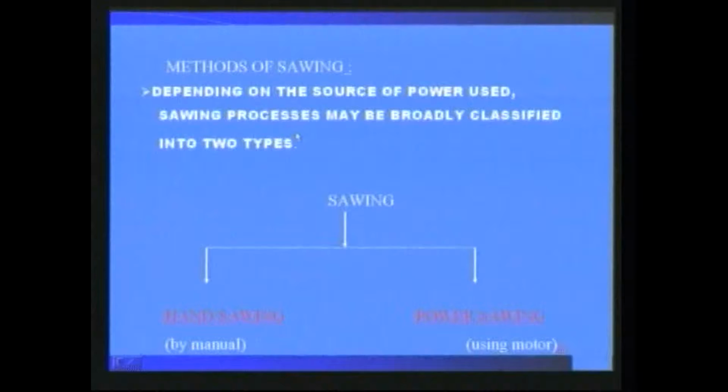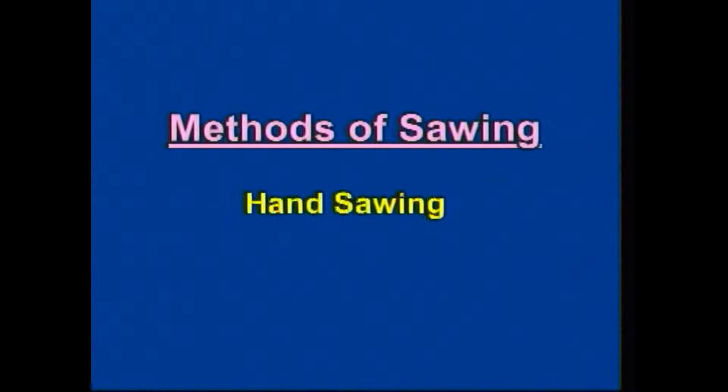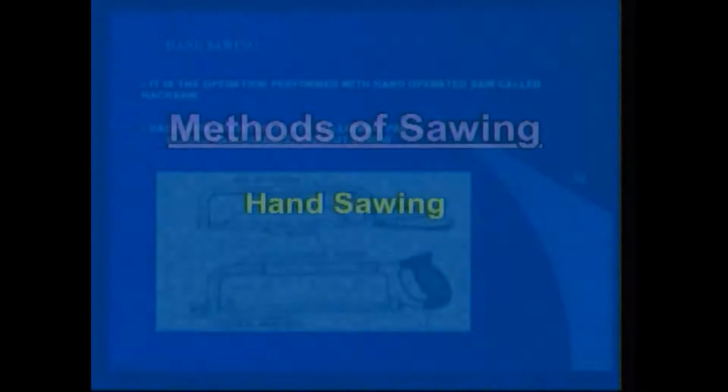Depending on the source of power used, sawing process may be broadly classified into two types. One is hand sawing and another one is power sawing. In hand sawing operation, source of power is manual. In power sawing operation, source of power is motor. Now we discuss hand sawing.